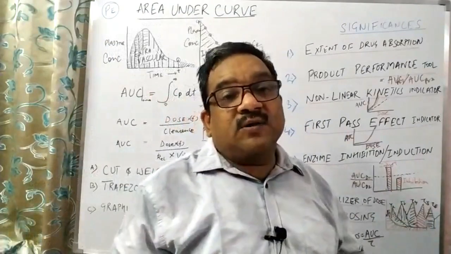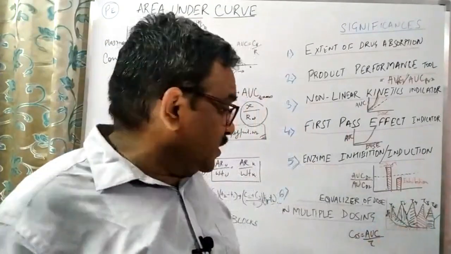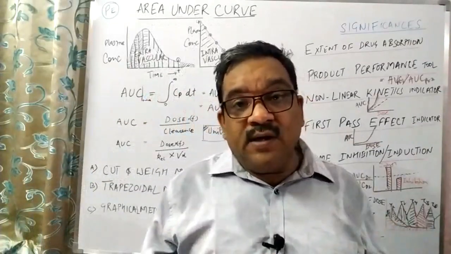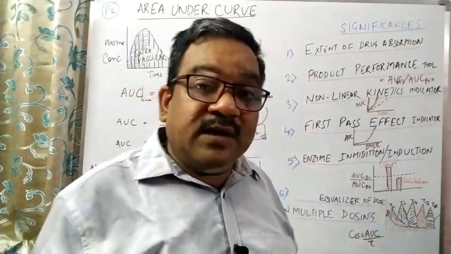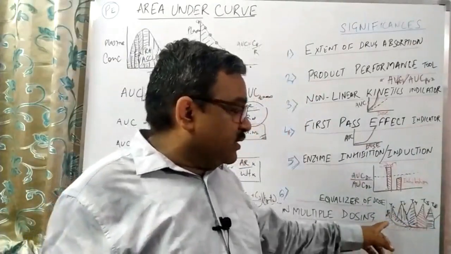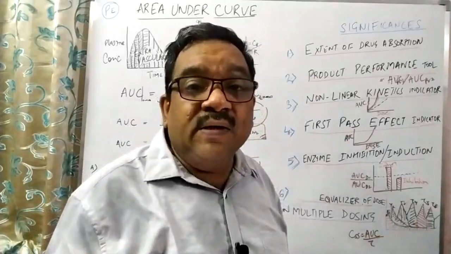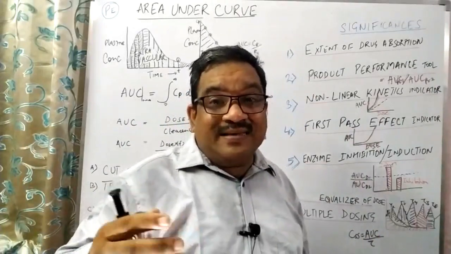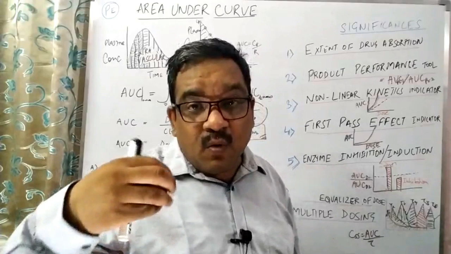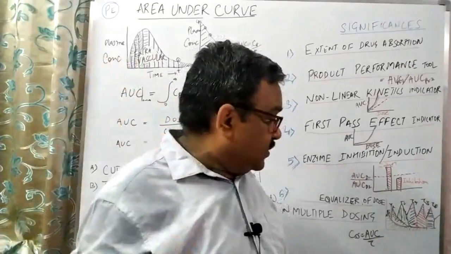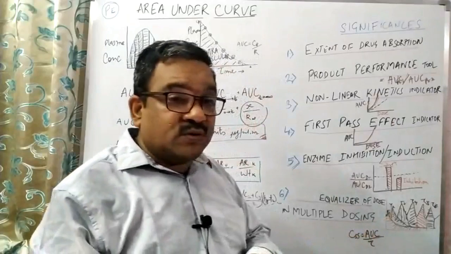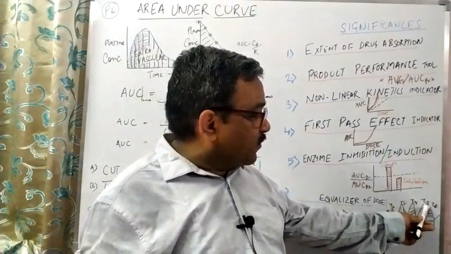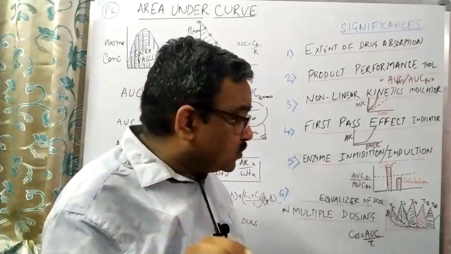The sixth important aspect of the significance of AUC is related to multiple dosing. Usually the drug is given 3 times, 4 times or 5 times. So how can we say that the steady state concentration has been reached, or what is the concentration of the drug when the steady state has been reached and we are giving more doses? In that situation, if the first dose has been given as I've shown here, first dose, second dose, third dose, and fifth and sixth, what will AUC tell you?